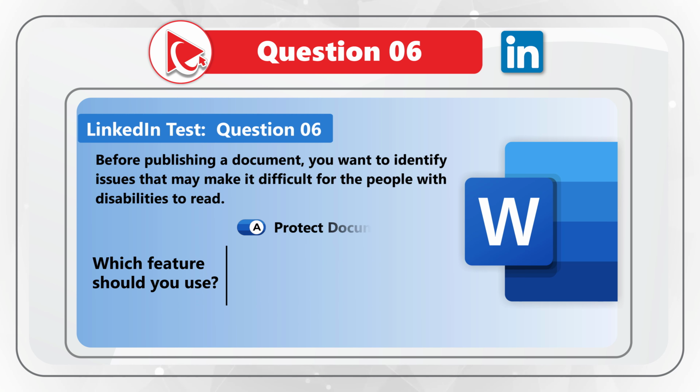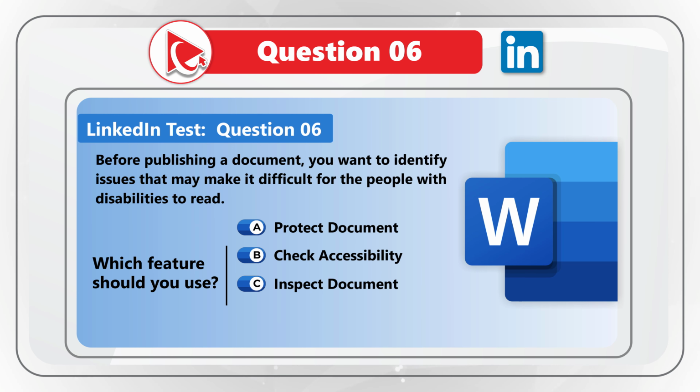Choice A, protect document. Choice B, check accessibility. Choice C, inspect document. And last but not least, choice D, check compatibility. Do you know the answer? Take a close look, maybe give yourself 5 to 10 seconds to recall or make sense of the answer.